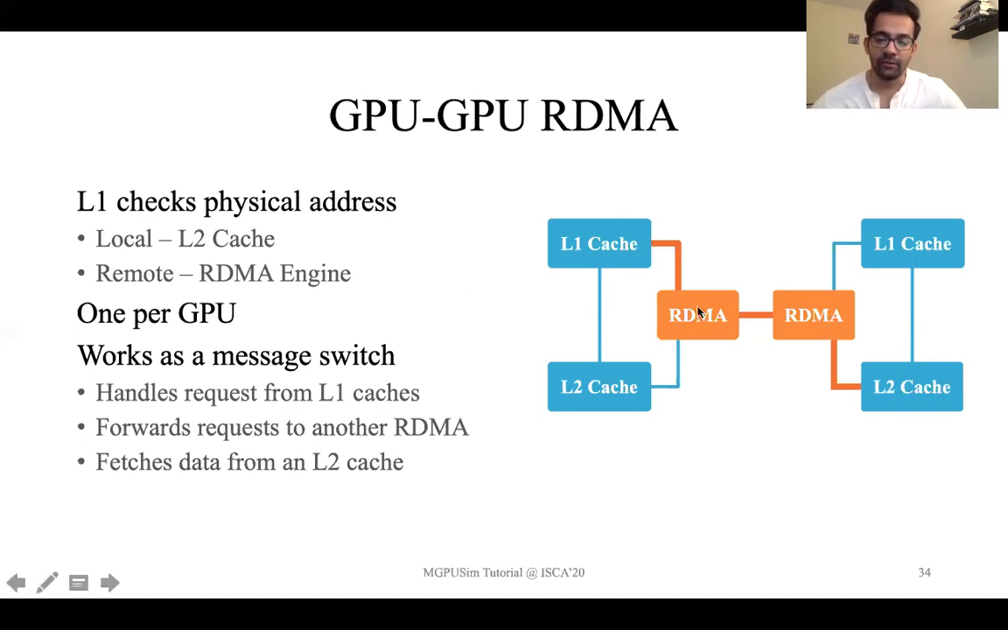This form of communication is one of the most common bottlenecks in NUMA systems, because the penalty of accessing remote memory through RDMA is extremely expensive, as it has to go through this entire long latency link. So this is an important modeling that is required to study multi-GPU systems.